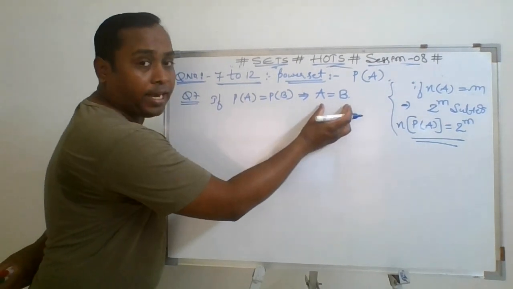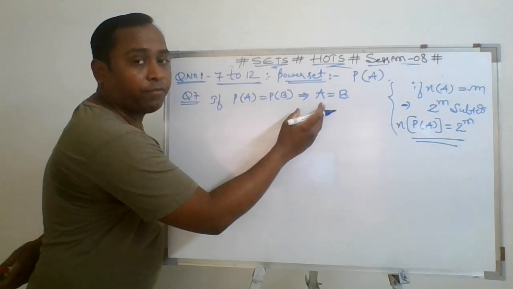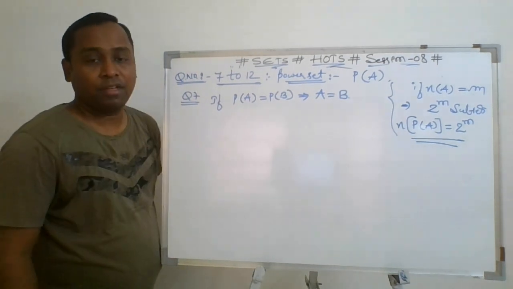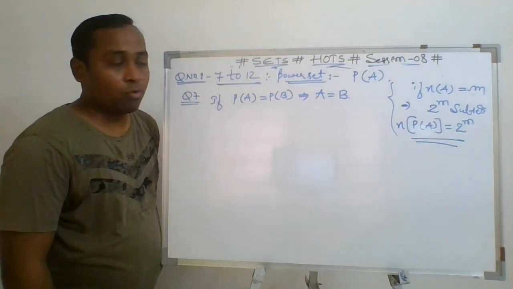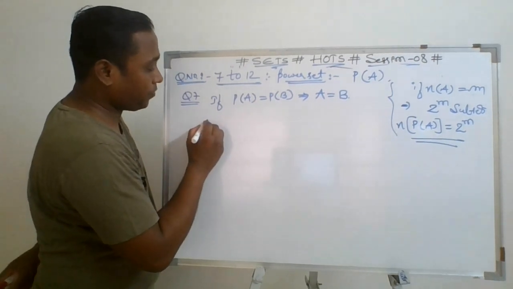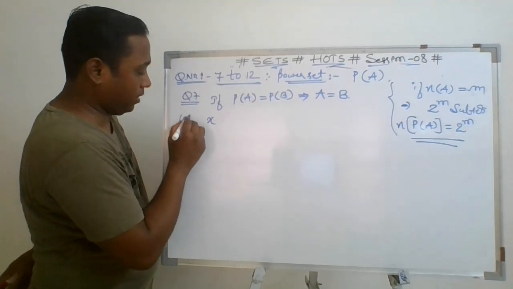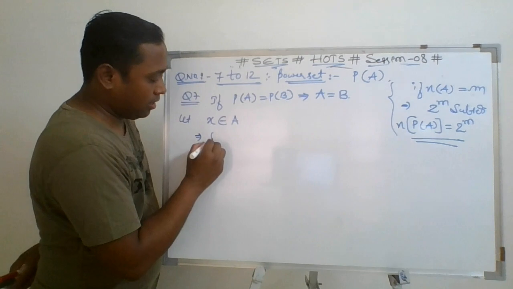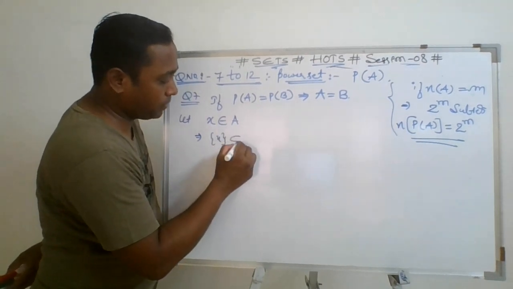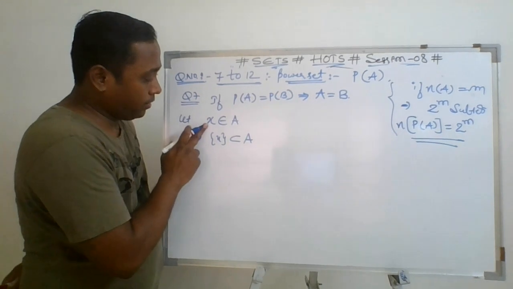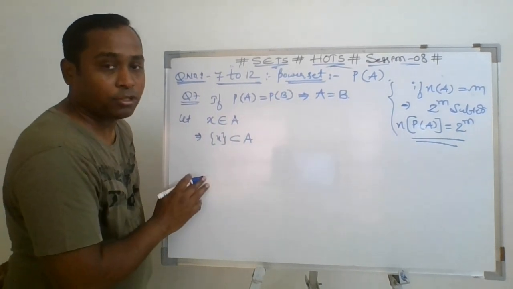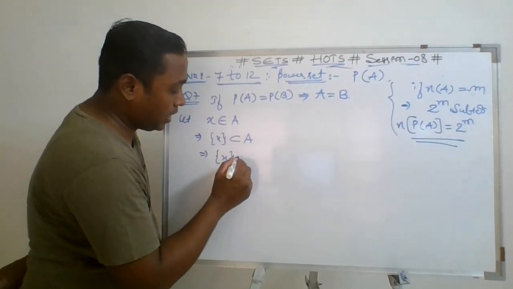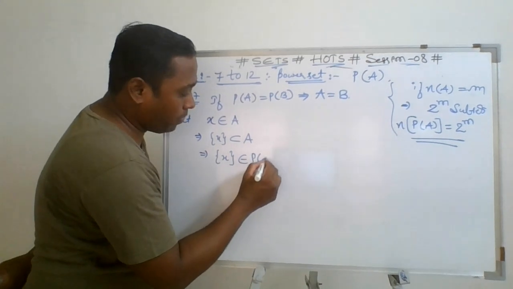Again saying, to prove any two sets are equal, it is sufficient to prove that A is a subset of B and B is a subset of A. So I am going to take that only. I am taking that one first. Let X be an element that belongs to set A. So ultimately, set X becomes a subset of A. If X is an element of A, then set X would be a subset of A. Then ultimately what we can say, set X belongs to the power set of A.